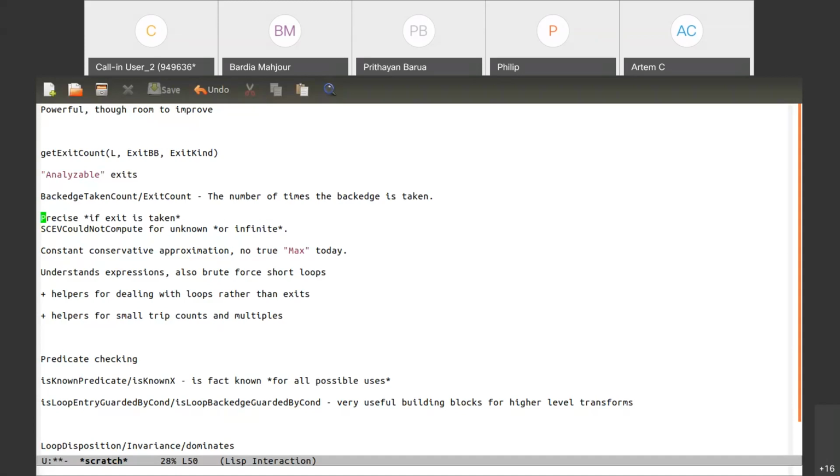In addition to the precise exit count, we also have the notion of a maximum exit count, which is a conservative constant approximation of the true max. We don't actually have a symbolic max today. There are some use cases I've been looking at recently where that would be very useful. I won't be surprised if we end up with one in the somewhat near future. But at the moment, the only form of upper bound we have on an exit count is in the form of a constant expression. So as a result, it can sometimes be a very conservative upper bound.